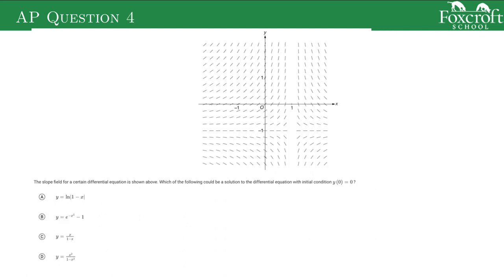Alright, and our final AP style question, same type. This is kind of the types of questions you're always going to get for your slope fields. This one, initial condition (0, 0). Going to the right, it wants us to go up, and then we hit this asymptote. Going to the left, we go down, and then we level off there. So which one of these is going to have a horizontal asymptote at -1 and a vertical asymptote at 1?